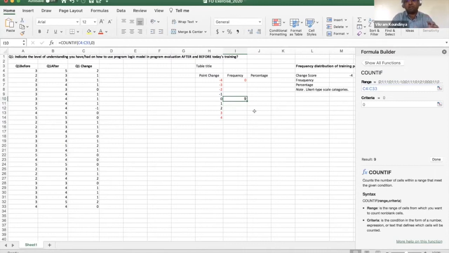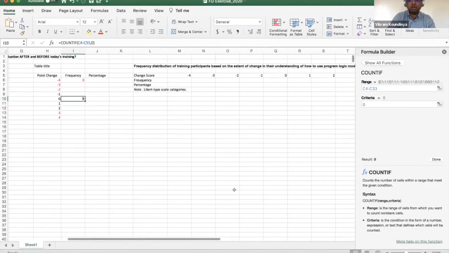So this is what we want you to focus on today, because there are quite a number of people who haven't changed, as a result of the training, their understanding about the use of program logic model, that is not possible to detect in a t-test. So you do the same thing for all of the other possible changes, and then you will populate this.